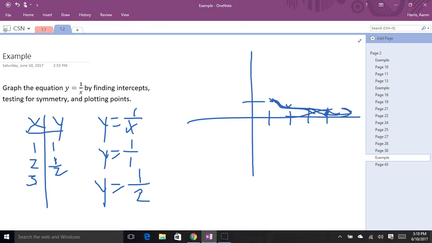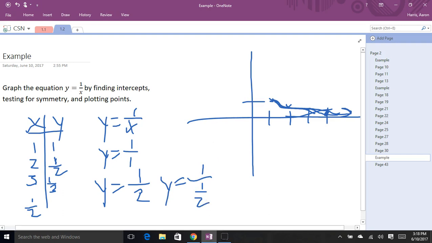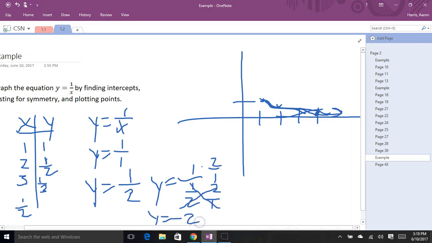Now let me throw in a half for my x value. So y equals 1 over a half, and if I divide by a fraction, I can keep, change, flip. So that ends up being y equals 2. So 1/2 comma 2. I could plug in a fourth and I'd get 4. So a fourth of the way to the right, and I'm up here at 4 now. I could keep graphing this, but what I'm going to see is this thing is shooting up as I approach 0.